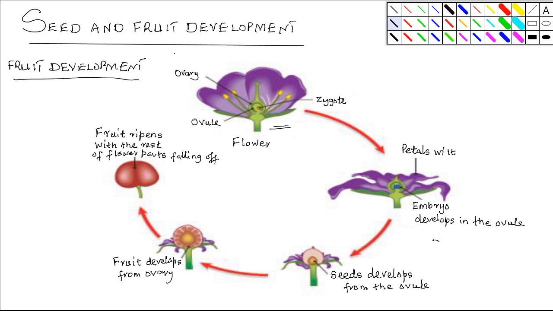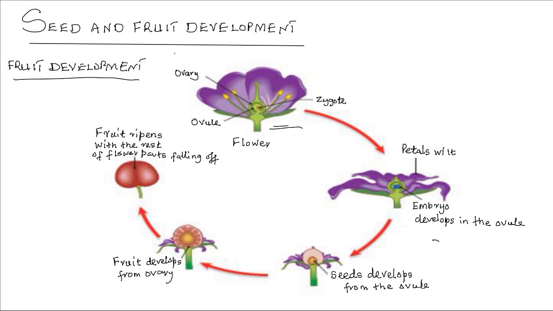So in this diagram here, we have an illustration of how the fruit develops. The fruit develops within the ovary of the carpel. The fruit begins to develop after pollination. The pollination process triggers off hormonal changes that cause the ovary to grow tremendously.